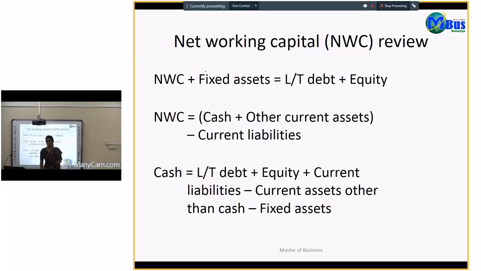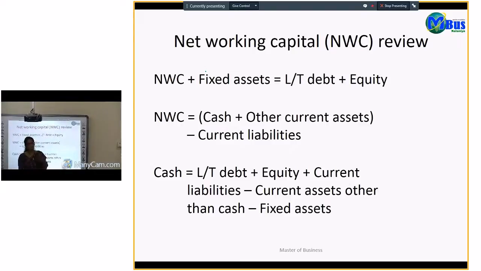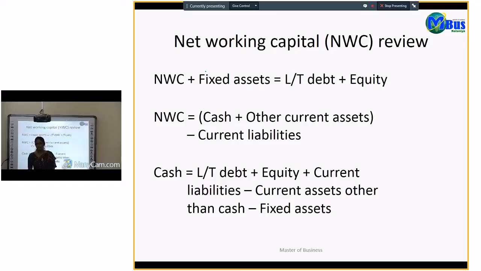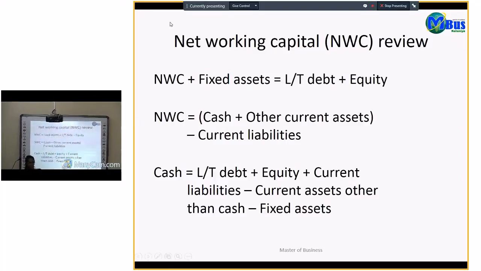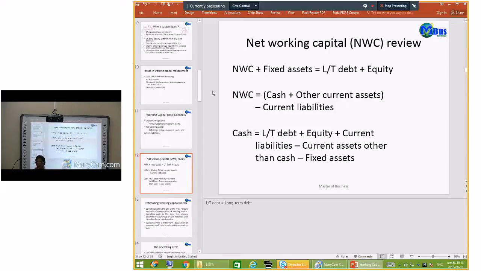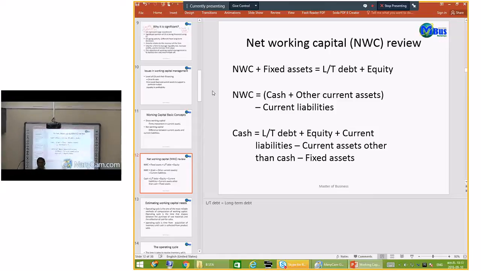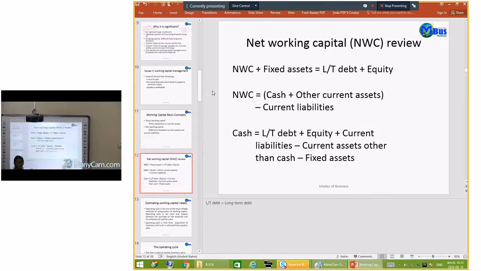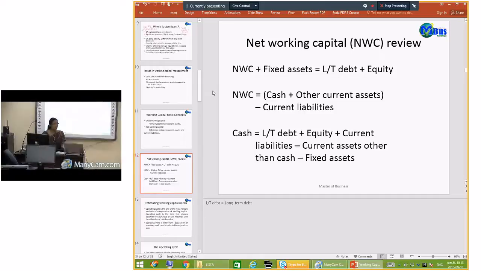What is the need of working capital for companies? Again, if I ask the same question that I asked at the very beginning, what is the need? What we discussed is that if the company cannot manage the right amount of working capital, they will ultimately face profitability and liquidity issues, right?